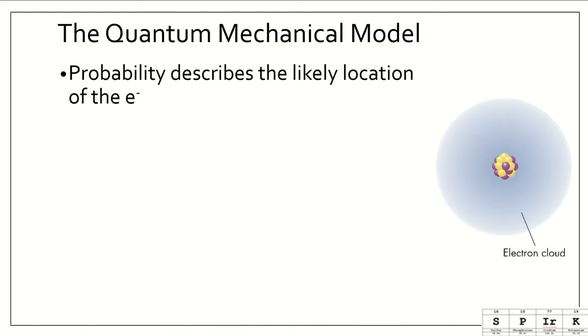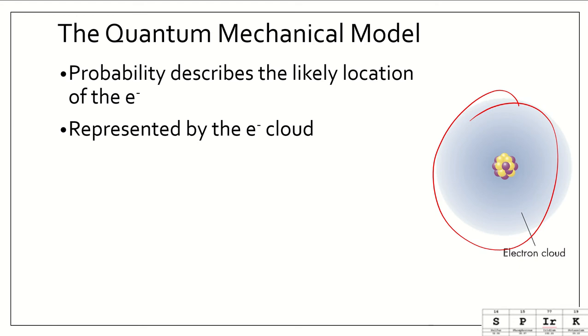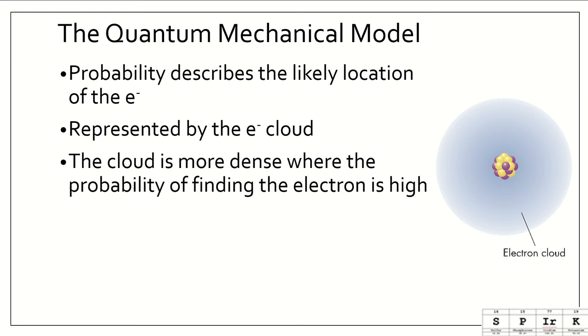So probability describes the likely location of the electron. It's represented by what you see here on the right, an electron cloud. So we have our nucleus here in the center and an electron cloud around. This is the space where our electron most likely exists. The cloud is more dense where the probability of finding the electron is high.